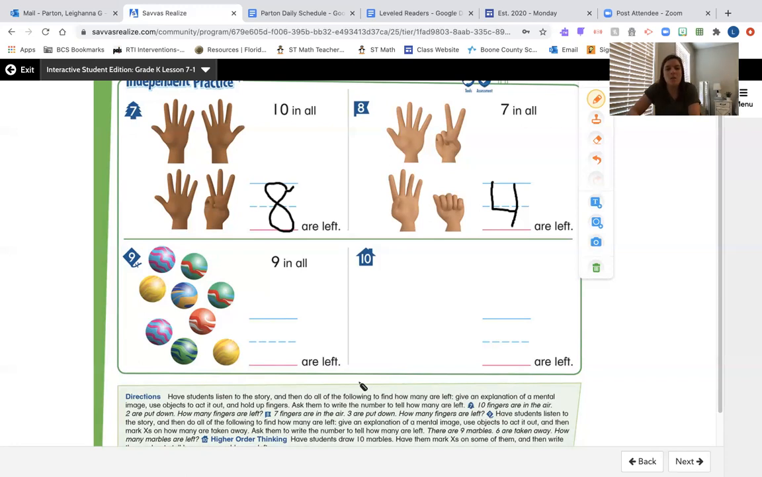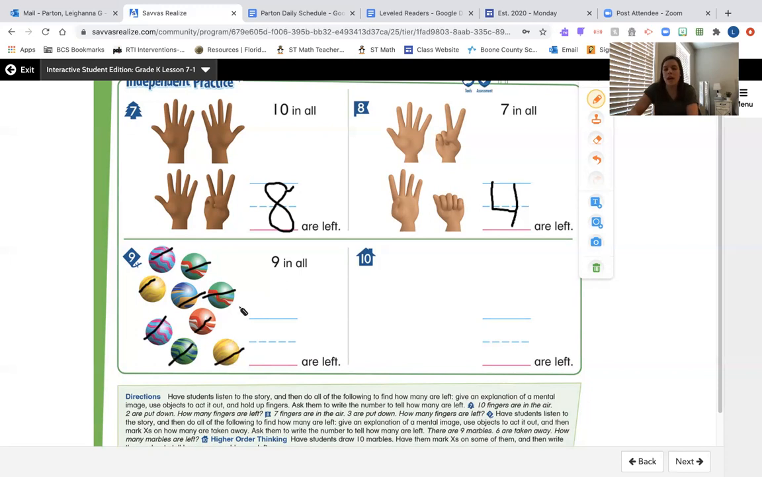6 are taken away. How many marbles are left? So, first of all, let's count 9 marbles. Let's count and mark them out. 1, 2, 3, 4, 5, 6, 7, 8, 9.